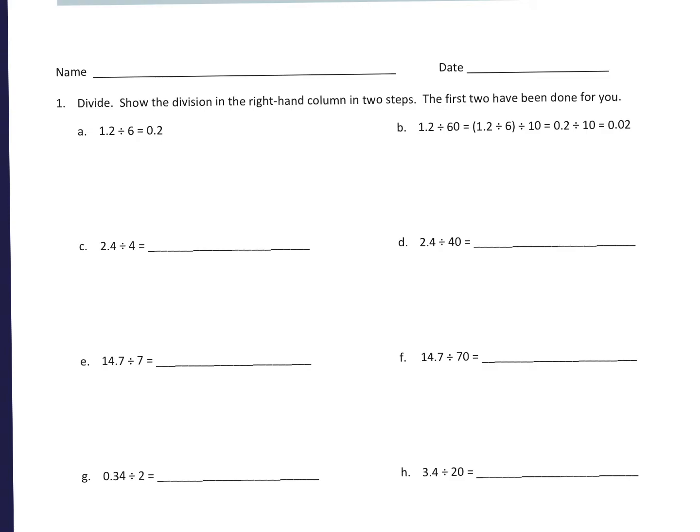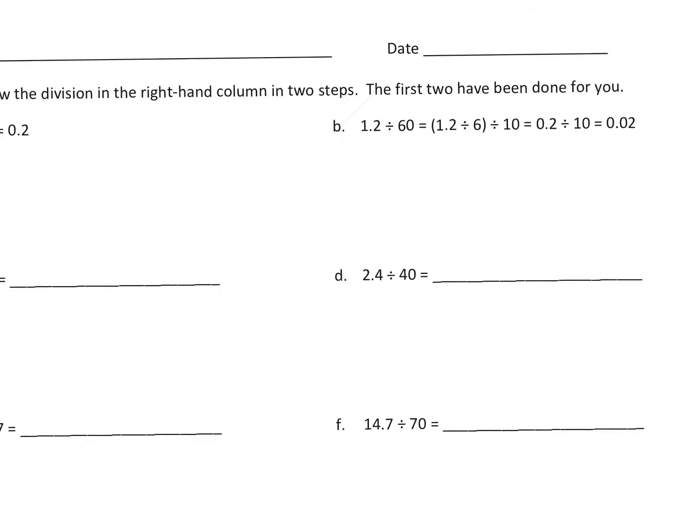Number 1 says, divide, show the division in the right-hand column in 2 steps. The first 2 have been done for you. So we see A shows us 1.2 divided by 6, and that gives us 0.2. Show the division in the right hand column. This is all of these on this side in 2 steps.